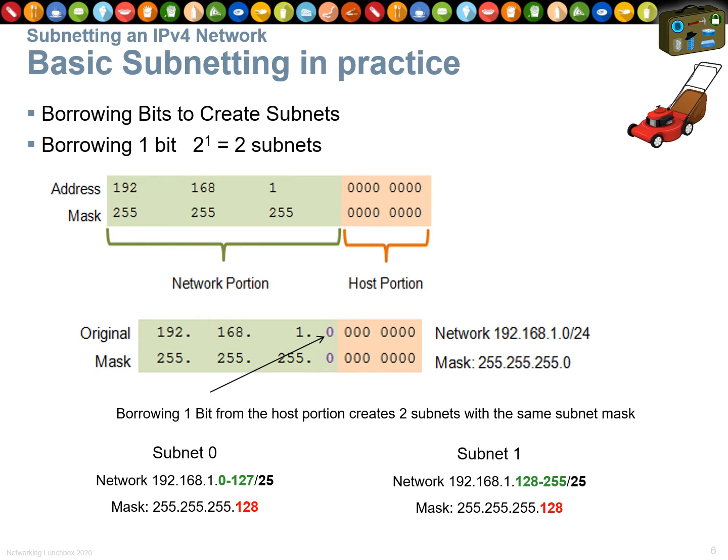Notice the mask. Before we started, the mask was /24. But now our mask is /25. So 255.255.255.128 is actually 25 bits in the mask representing the network portion. We've borrowed 1 bit.